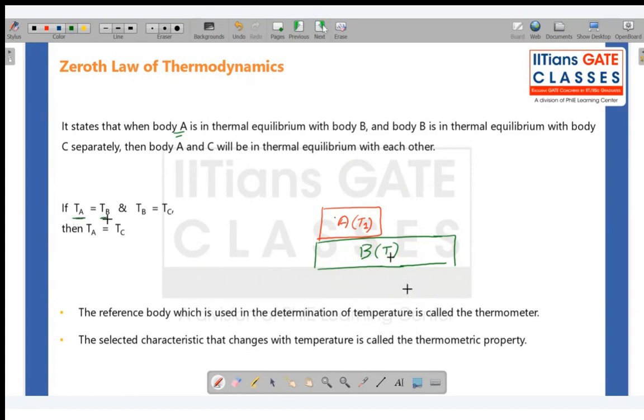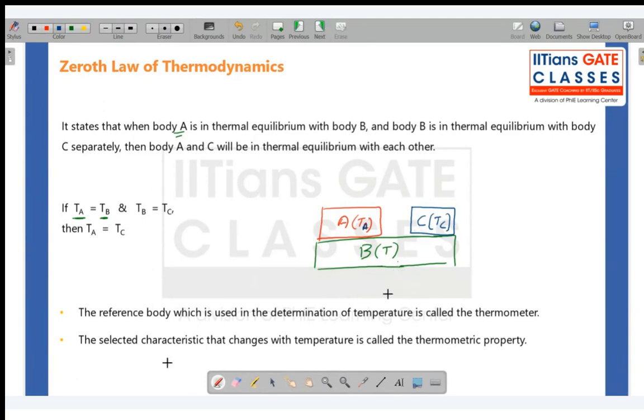That means TA is equal to TB. Now let me take one other body, C, with temperature TC, and I am saying this C is also in thermal equilibrium with body B. When will this happen? Let me rephrase this again. I have a body B and I bring a body A in contact with it, and its temperature is not going to change. So what does it indicate?